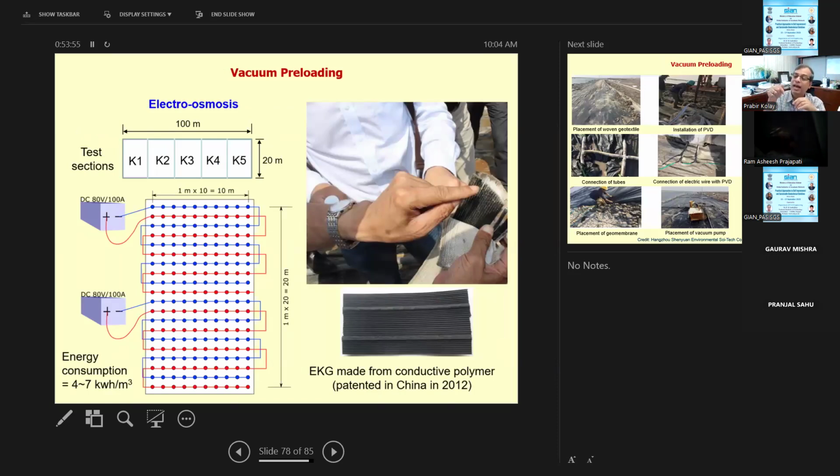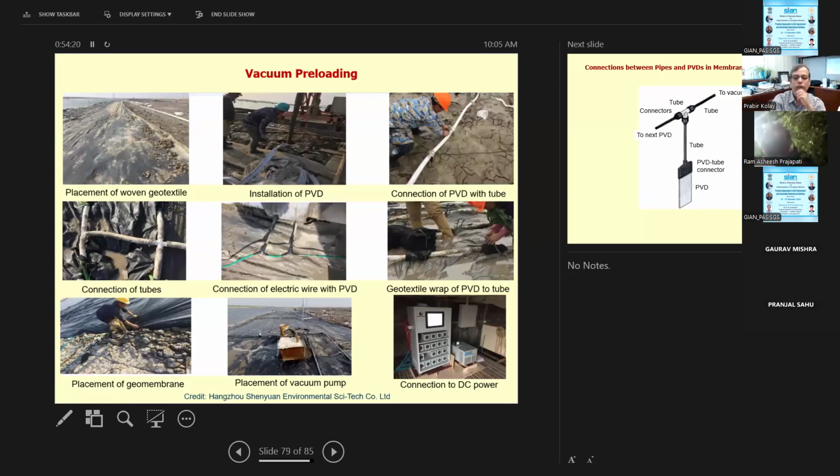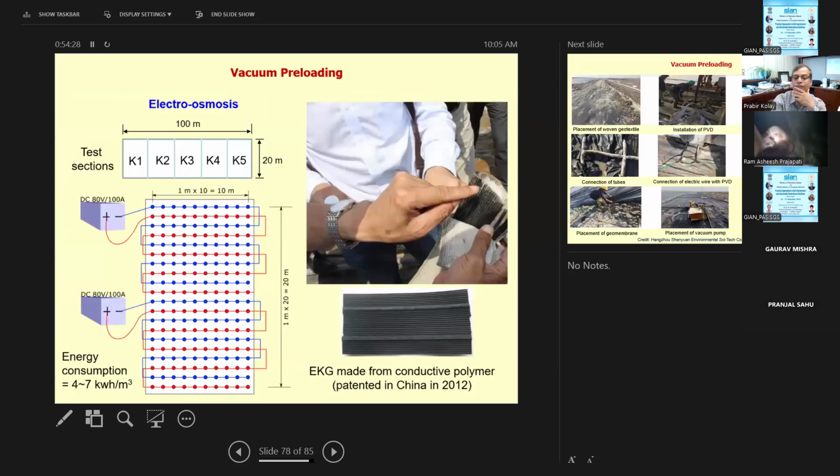So in this geosynthetic, piezometers are installed, and a conductive polymer is installed in the PVD itself. So basically you can say this is electroosmosis with this conductive polymer. We call it EKG, a slightly different electroosmosis method. This is how they do it at the site, the vacuum preloading, including this electrokinetic geomembrane.